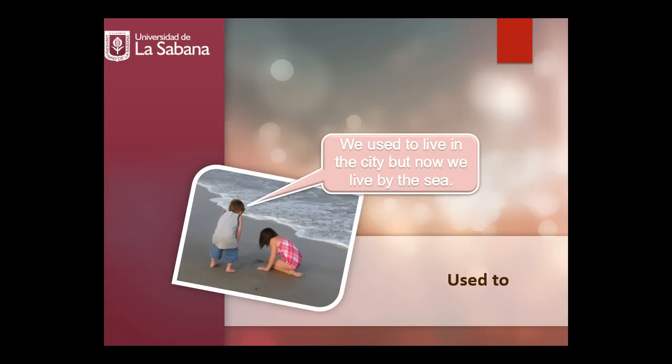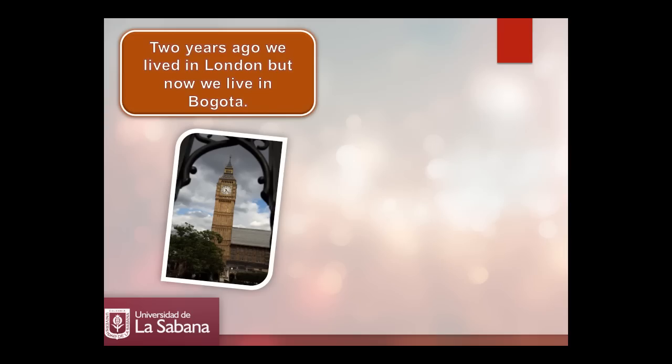My name is Alina and in this video we will learn about the structure used to. Before we start, let's take a look at the following sentence. Two years ago we lived in London, but now we live in Bogota. Here we are talking about a finished action in the past.